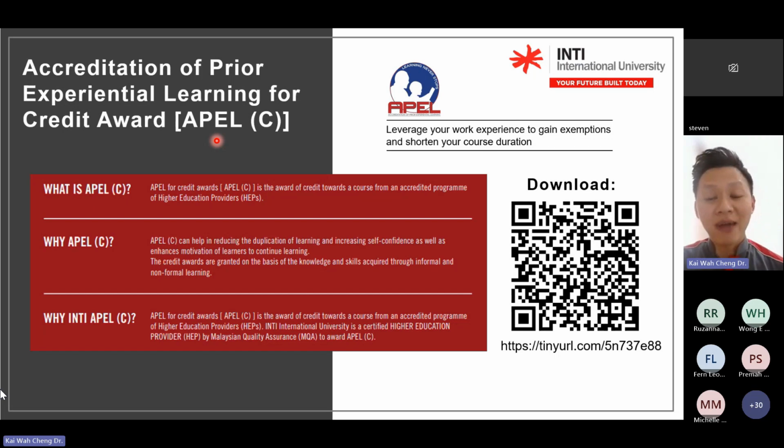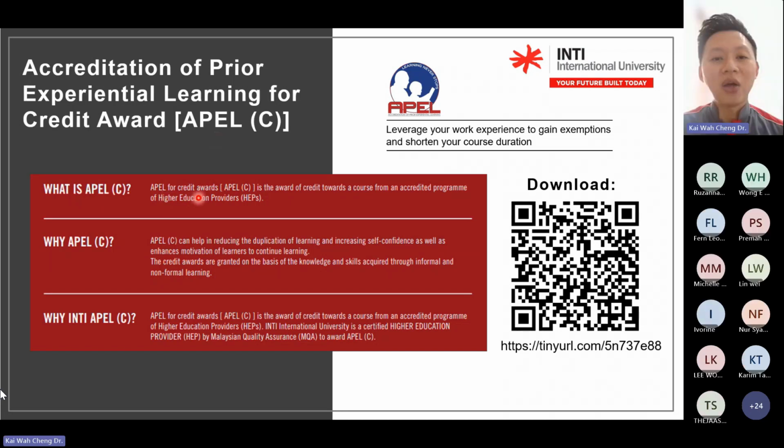This is another type of credit transfer application, which is recognized by MQA. What is APEL.C? Accreditation of Prior Experiential Learning for Credit Awards is the award of credits towards a course from an accredited program of higher education providers. So APEL.C is an assessment for you to get credit transfer, and this is a kind of recognition of your working experience or your contributions to that particular sector. This is applicable for those who are in second modular terms onwards.